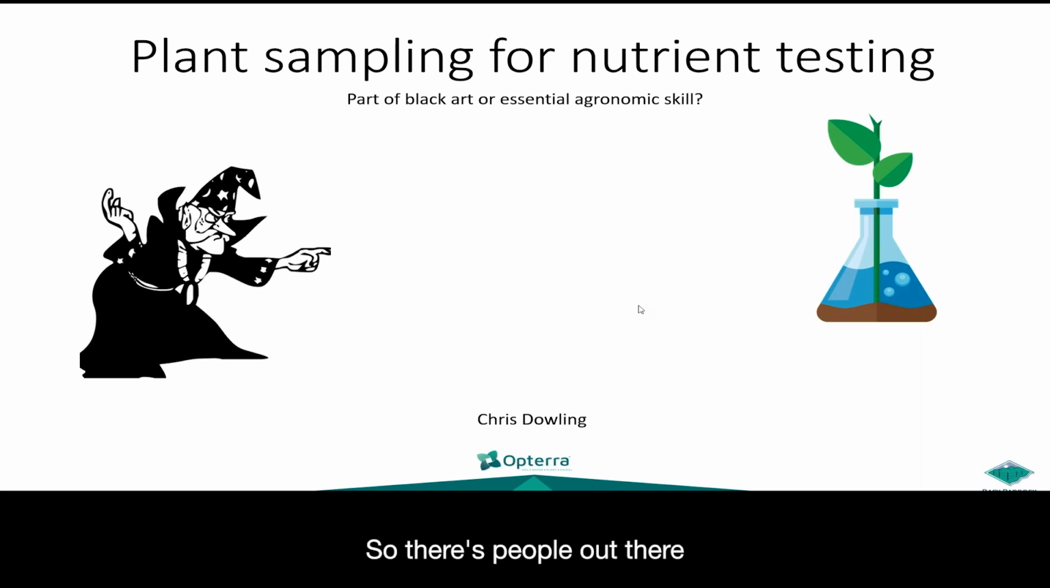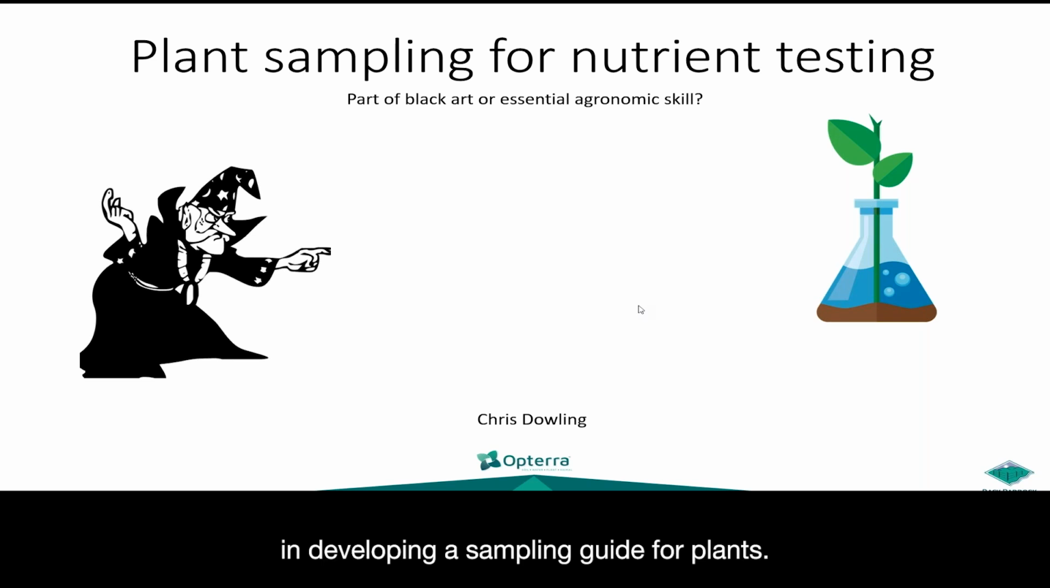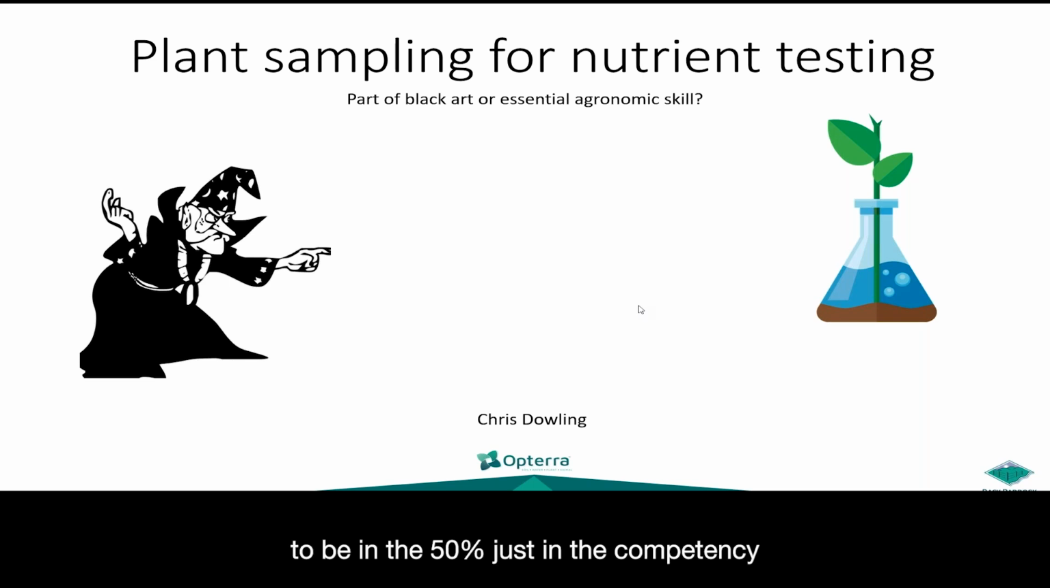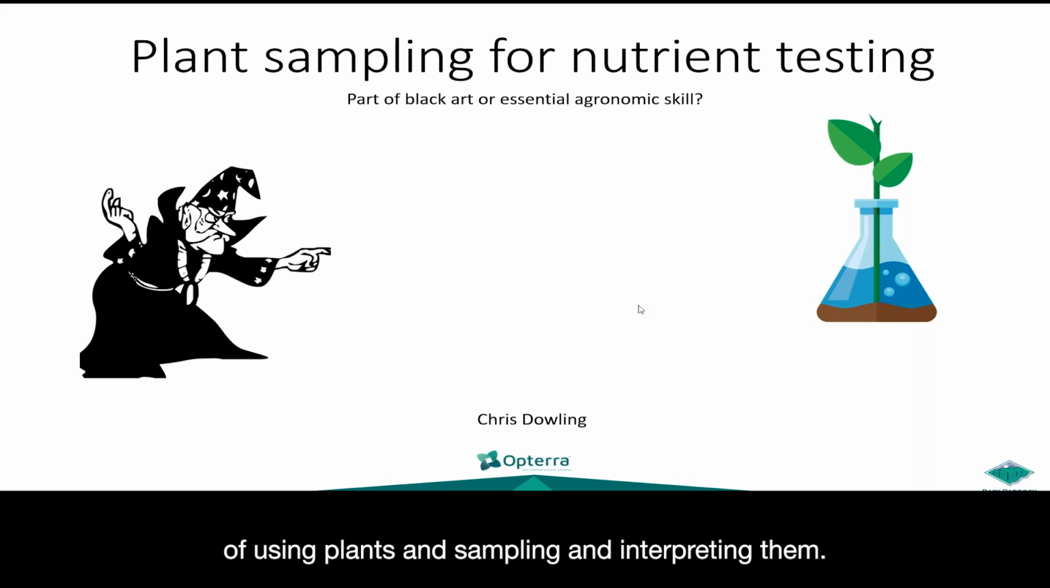So there are people out there that will probably appreciate what we've got to say about the project Doris and I have been involved with for Fertiliser Australia in developing a sampling guide for plants. But it probably speaks to the problem, which seems to be in the 50%, just in the competency and the confidence of people in the process of using plant samples and interpreting them. So I'm going to talk a little bit about that because, as my title slide says, is it a black art or is it an essential agronomic skill?